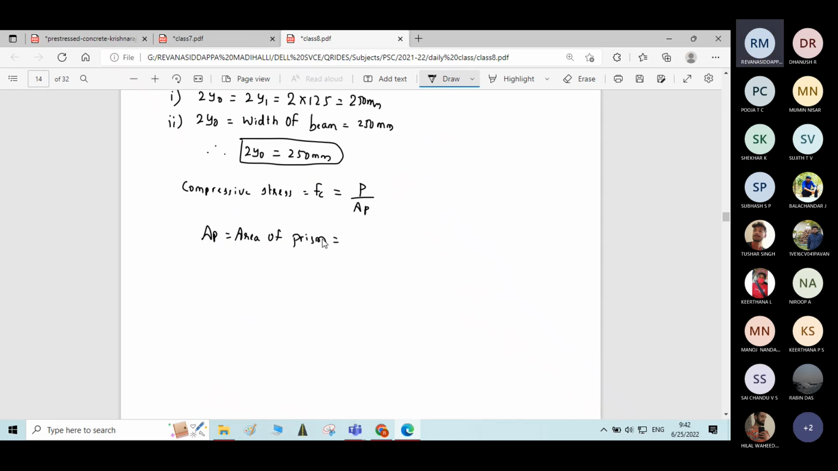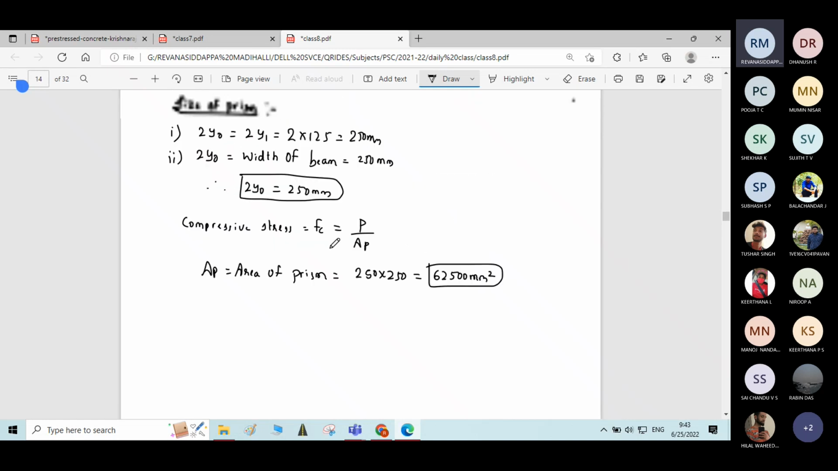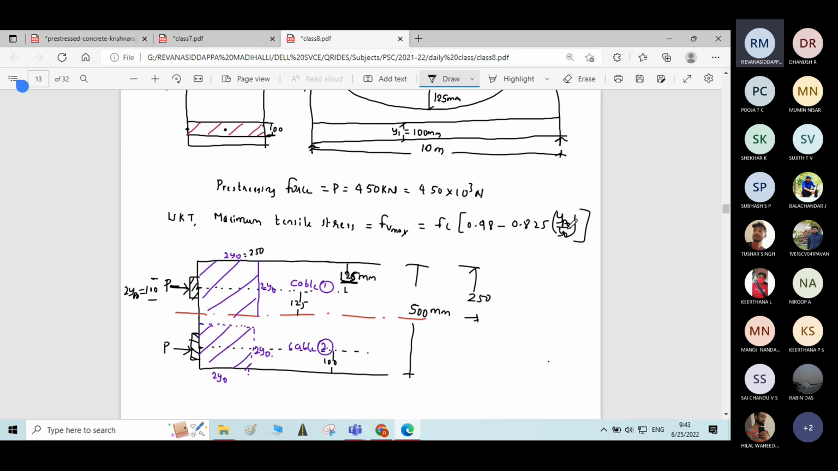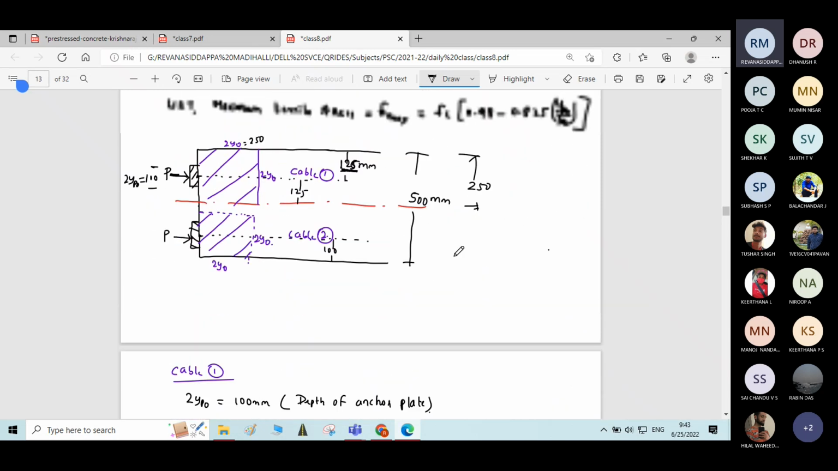Don't get confused, students: sometimes you take the area of the cross section, but that is wrong. AP is the area of the prism. The side of the prism is 250 into 250, so we get 62,500 mm square. Now you have all the required values FC, yp0 and y0. Just substitute and get the answer.